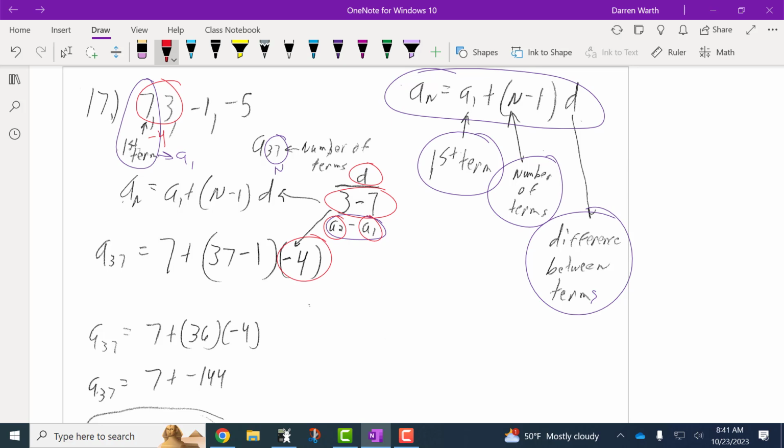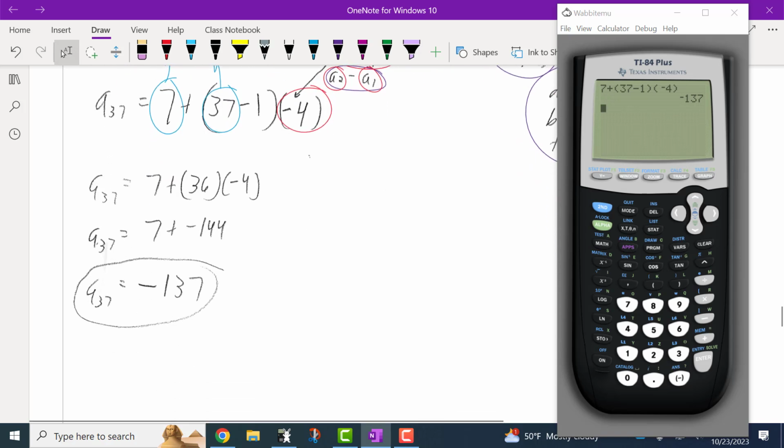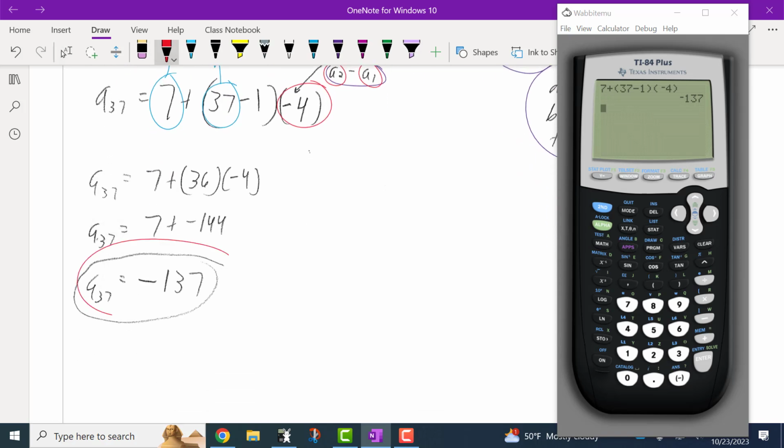I substitute in right here my 37 in place of the n. And then I'm going to put my 7 in place of the a sub 1. That's just a matter of typing in your calculator exactly as you see it. So don't forget, just take your calculator, type in exactly as you see. You got 7 plus, and then we're just going to put in parentheses 37 minus 1, end parentheses, and then just put parentheses around your negative 4. So whenever you're using your calculator, just type it in exactly as you see it. So when I type that in, you're going to notice that I get an answer of negative 137.